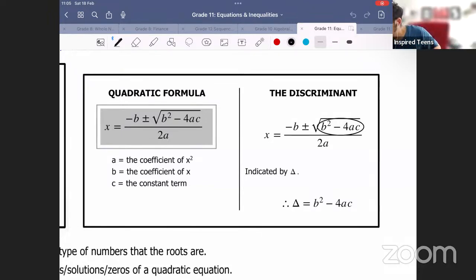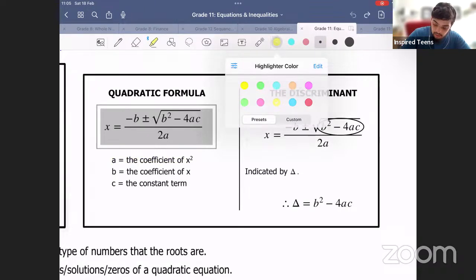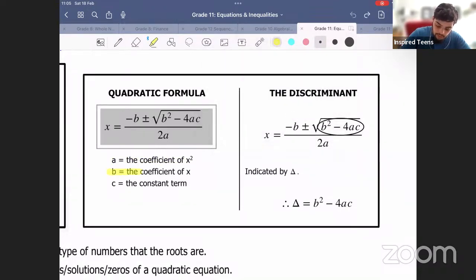It is x is equal to negative b plus minus square root of b squared minus 4ac, divided by 2a. When we talk about a, b, and c, remember these are from your actual trinomial expression, where a is the coefficient of x squared, b is the coefficient of x, and c is the constant term. So remember, we have ax squared plus bx plus c.